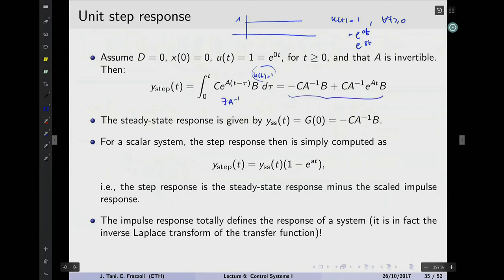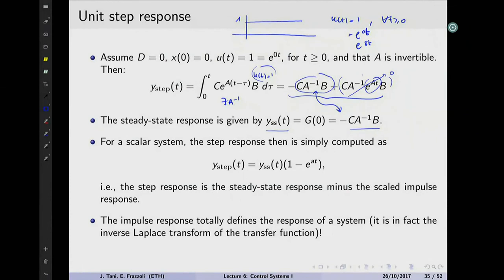Now, what does this expression tell us? Well, first of all, we can see that the steady state response is given by minus C A inverse B, right? Because look at this term here. One of them depends on the e^(At) and the other one doesn't. Well, it's the same argument we did at the very beginning. e^(At) for a system that is asymptotically stable will eventually drive this whole term to zero. So after enough time has passed that all the transient behaviors have died out, the steady state response is this term here. Okay?